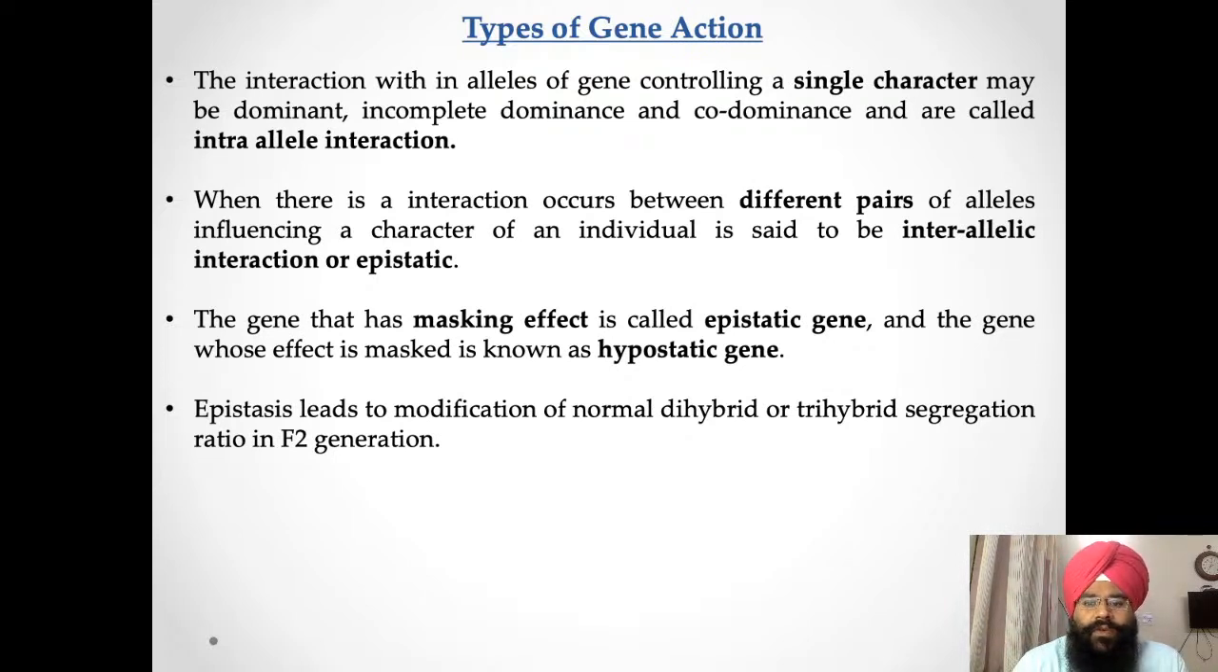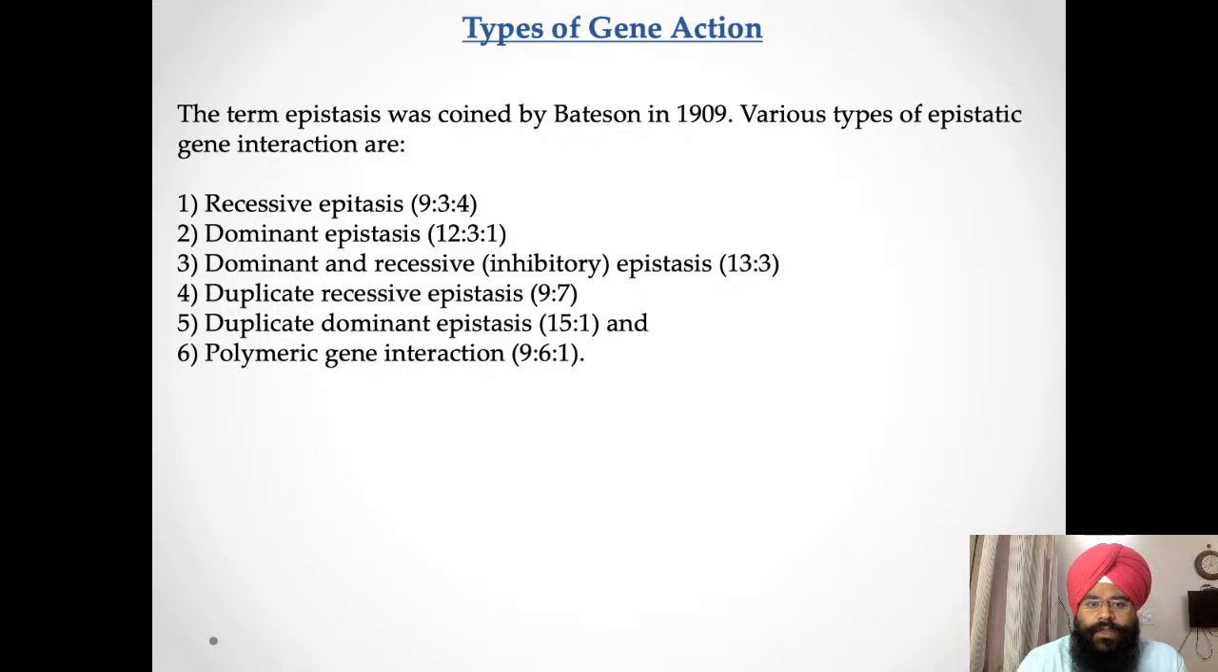Epistasis leads to modifications of the normal dihybrid or trihybrid segregations in the F2 generation. The term epistasis was coined by Bateson in 1909, and various types of epistatic gene interactions were discovered, like recessive epistasis, dominant epistasis, dominant and recessive epistasis, duplicate recessive epistasis, duplicate dominant epistasis, and polymeric gene interactions. All of them came to be part of the various types of gene action, which give respective ratios: 9:3:4, 12:3:1, 13:3, 9:7, 15:1. All exceptional things that they found out.